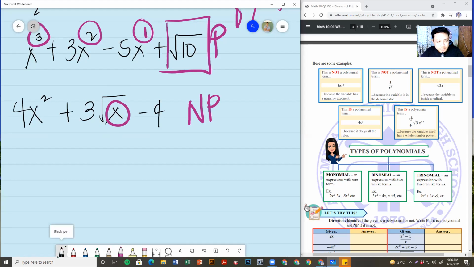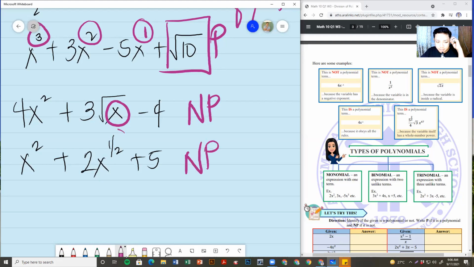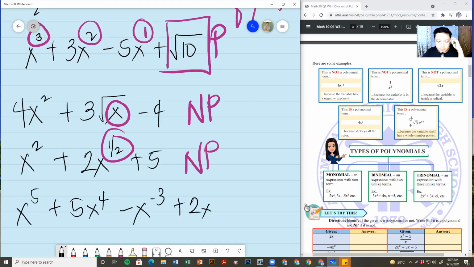Okay? What about this? If we have x squared plus 2x raised to 1 half plus 5, polynomial or not? Type your answer in the chat box, please. Okay, good. So this is not a polynomial simply because of that exponent. Very good. What about this? If we have x raised to 5 plus 5x raised to 4 minus x raised to negative 3 plus 2x. Polynomial or not?